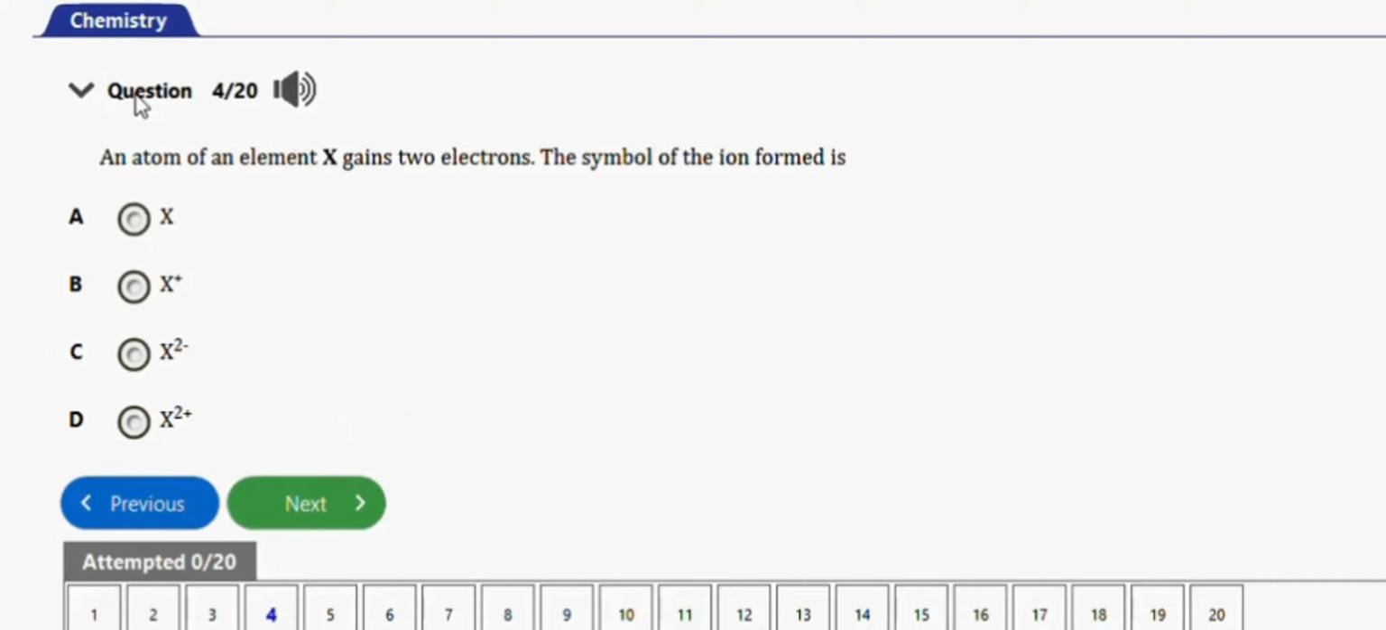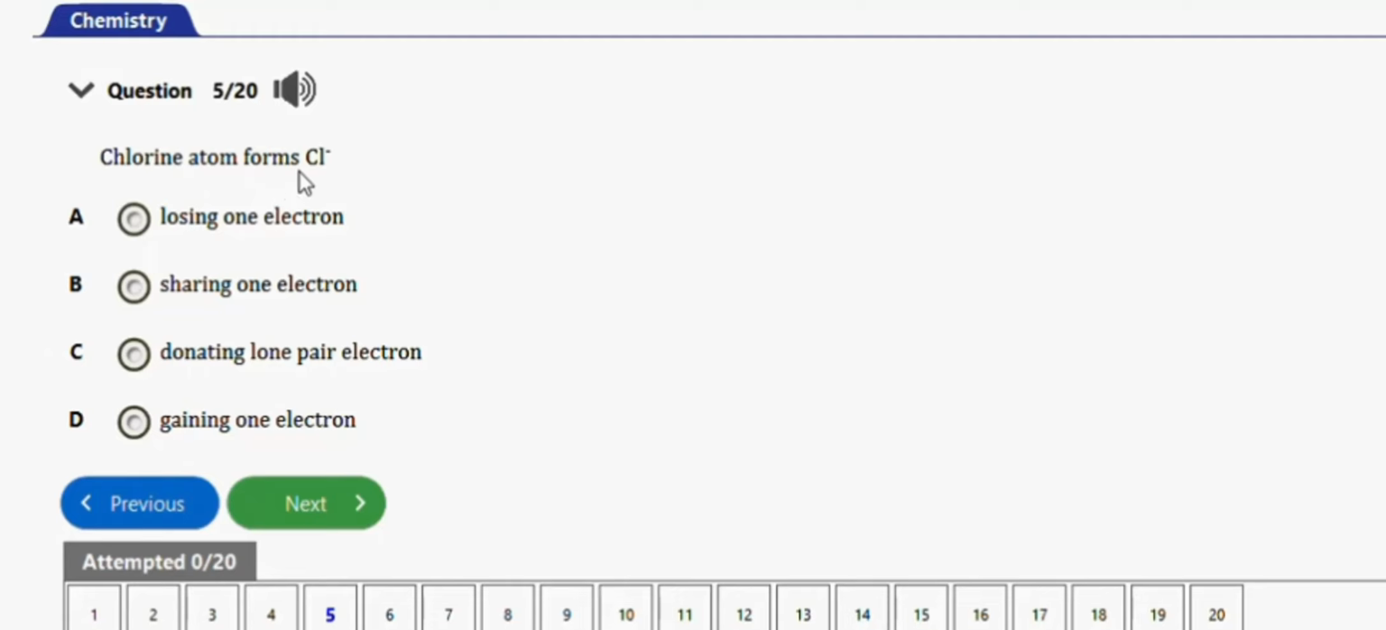It says an atom of an element S gains 2 electrons. The symbol of the ion formed is this one that has x to the power -2. Option C. Alright, so the gain of electrons shows a negative power, the loss of electrons shows a positive power. So the answer is option C. The next question will be this one. It says a chlorine atom forms a chlorine ion by gaining 1 electron. Option D. Okay, very important, guys.